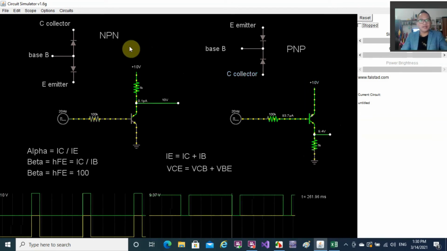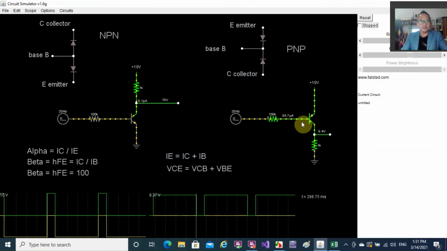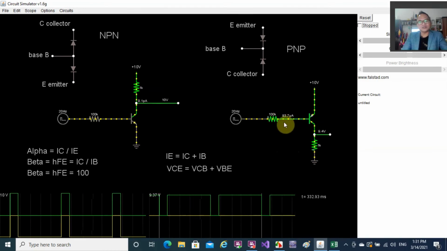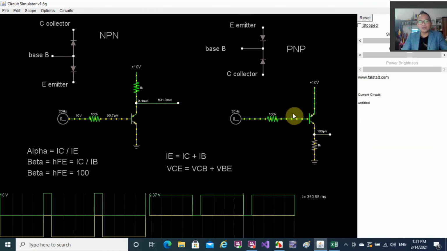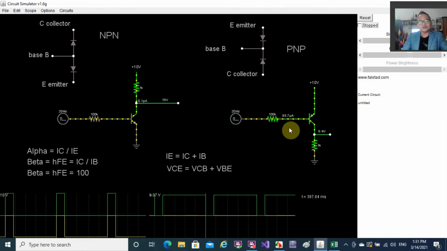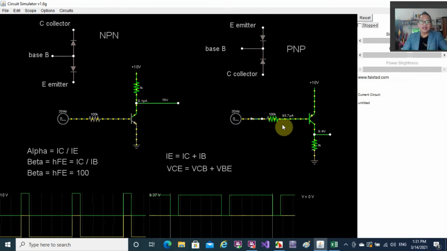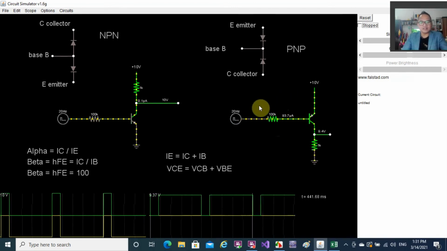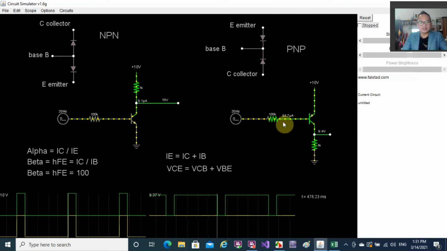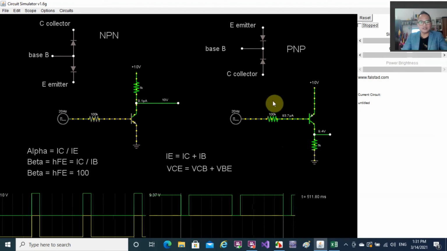For both the NPN and the PNP, when IB is equal to 0, the transistor is off. When IB is quite small, the transistor is partially on. When IB is increased further, the transistor is in a full on condition, or saturated condition.